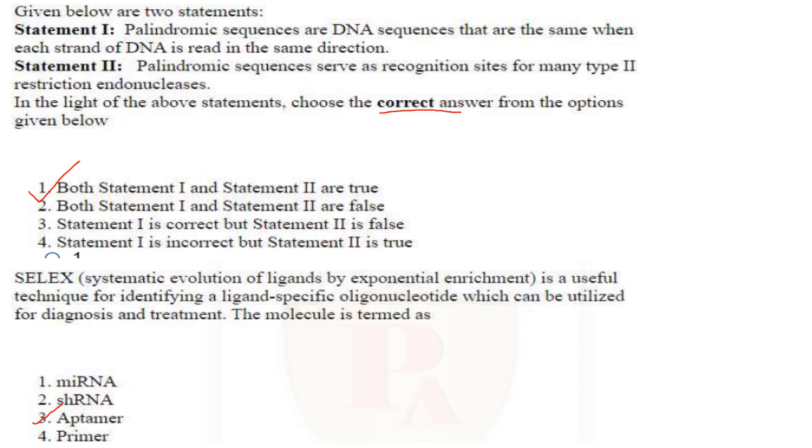Systemic evolution of ligands by exponential enrichment is a useful technique for identifying a ligand-specific oligonucleotide which can be utilized for diagnosis and treatment. The molecule is termed. So SELEX is a technique for producing oligonucleotides of single-stranded DNA or RNA, and these single-stranded DNA and RNA specifically bind to a target ligand or ligands. And these single-stranded DNA and RNA are called aptamers. So they have asked here, what are aptamers? So the answer here is option 3, aptamer.